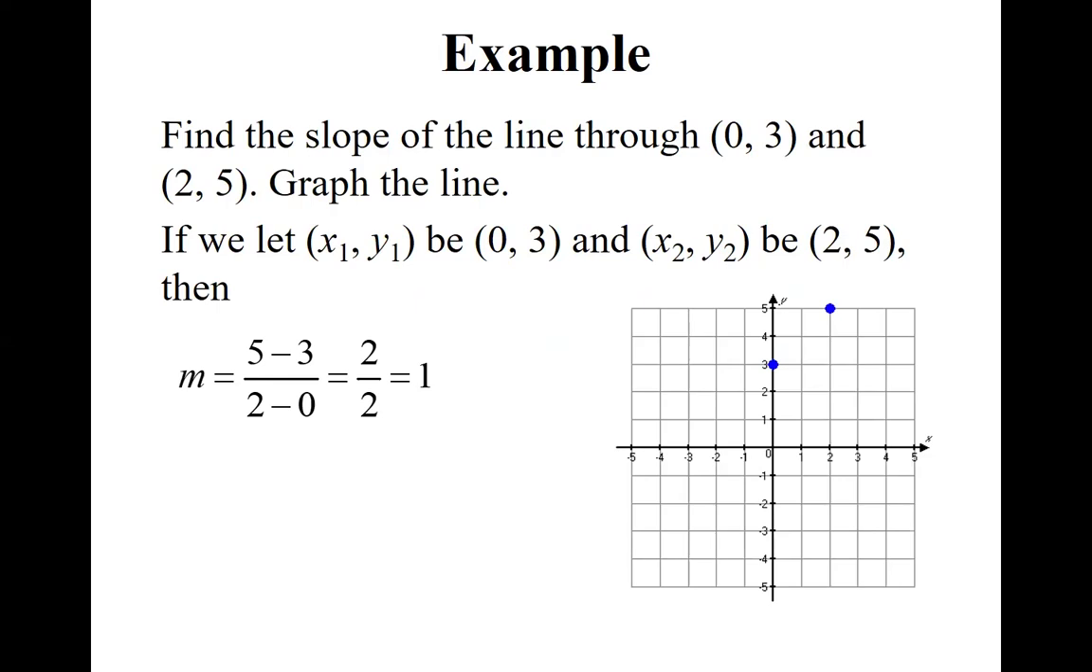If we were to graph this line, we only need 2 points. So plot 0, 3, plot 2, 5, draw the line through the 2 points. Note that from left to right, this one goes upward. Positive slopes, like positive 1, will go upward from left to right.